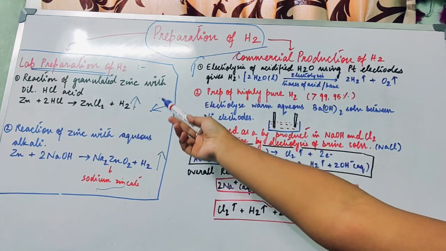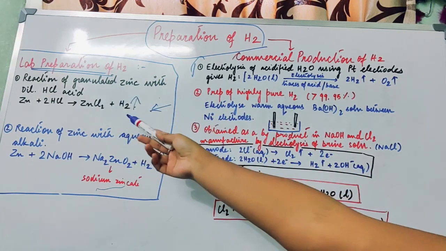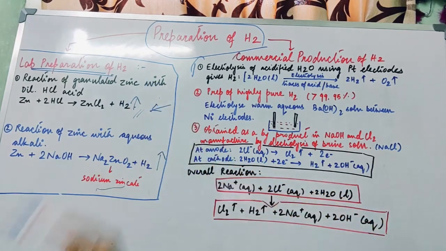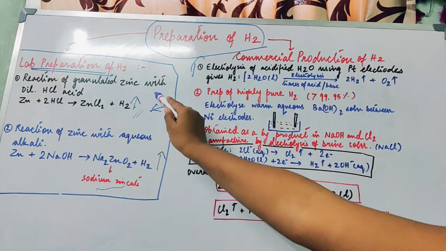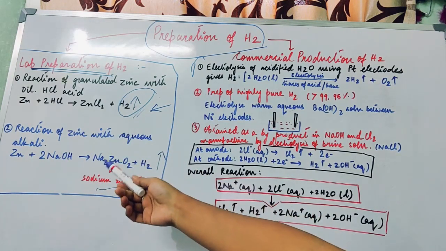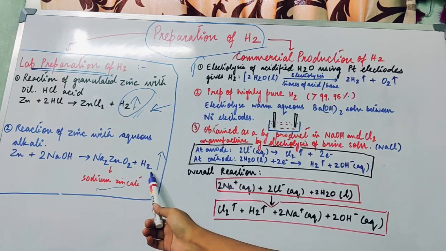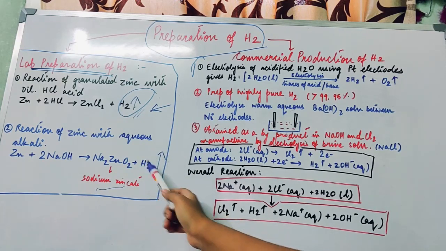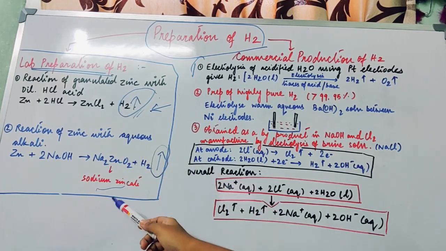First is the reaction of granulated zinc with dilute hydrochloric acid. This is the reaction: Zn plus 2HCl gives ZnCl2 plus dihydrogen in the form of gas. Reaction of zinc with aqueous alkali is the second method. Zn plus 2NaOH gives Na2ZnO2 plus hydrogen in the form of gas. This arrow means gas. This is known as sodium zincate.